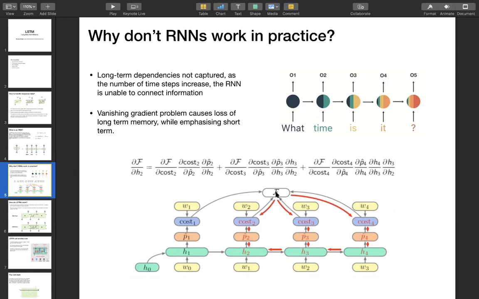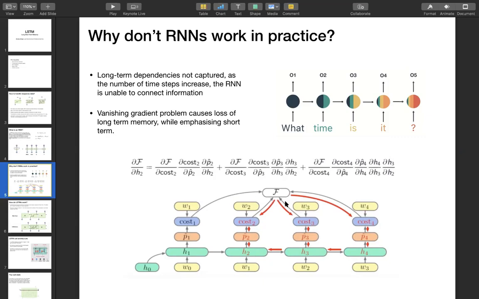So now when you're trying to compute it, F depends on the cost of the first word, the cost of the second word, and the cost of the third word, right? And those individually depend on the P4, P3, and P2 values that you are computing, which also depend on the hidden state of that particular word at that particular time step, and so on.